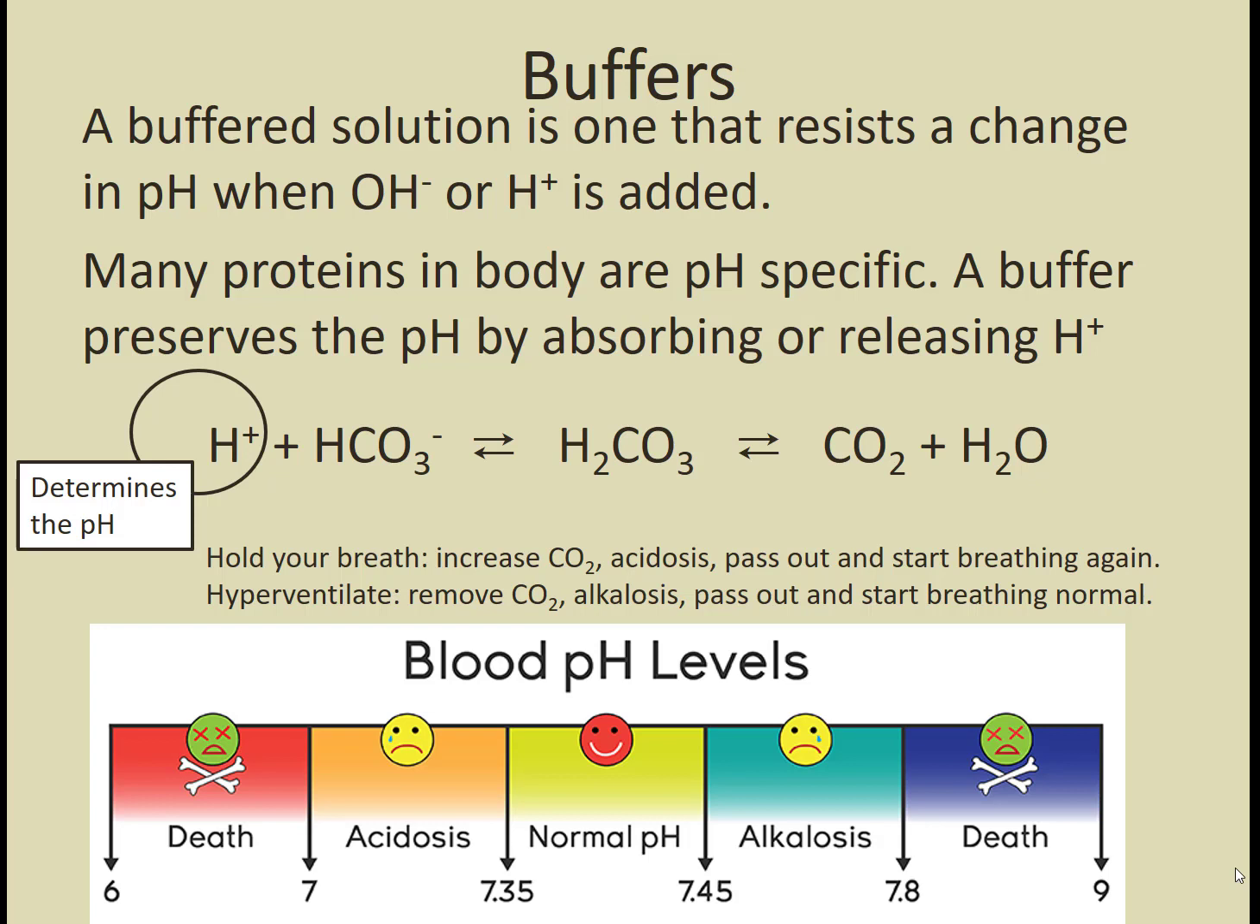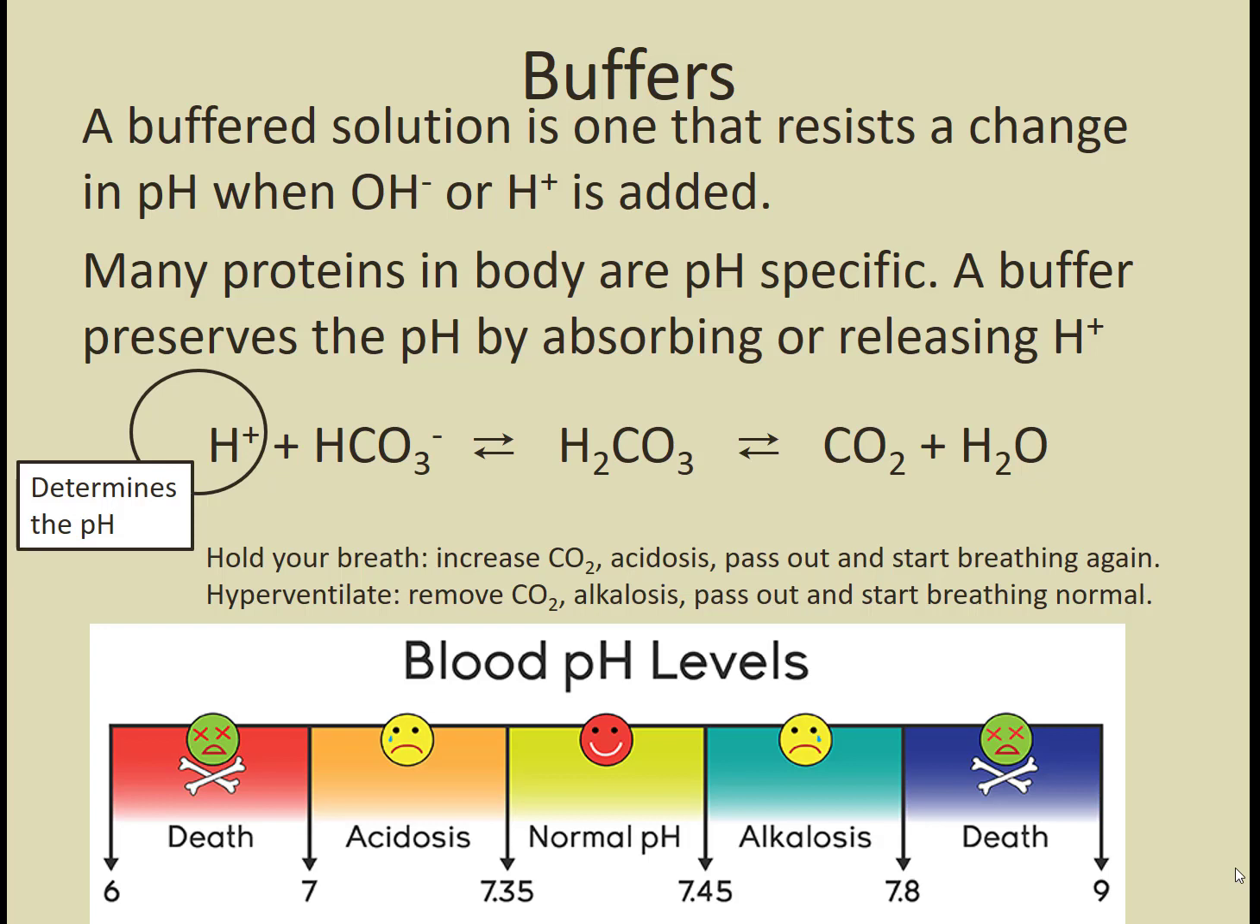A good example of how sensitive the body is to pH levels would be your blood pH. Normal blood pH is around 7.4. If you get down to around 6, 6.5, that is sure death. If you get up to around 8, you would also die. And how the body regulates the blood pH is through our intake of carbon dioxide.